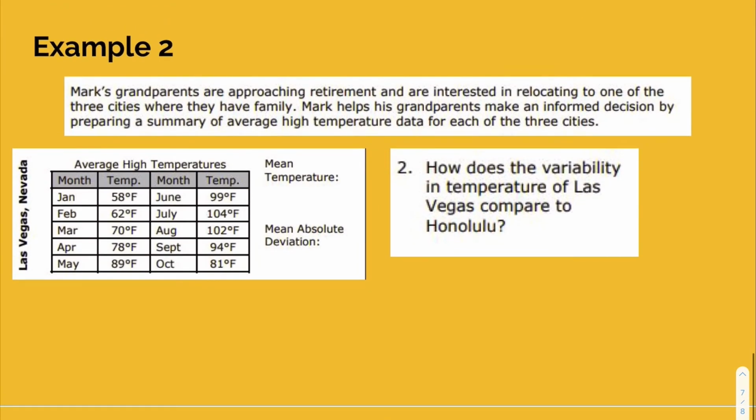Let's go on to the second part. These are the same exact instructions at the top, but now we're going to find the mean absolute deviation for Las Vegas, Nevada.